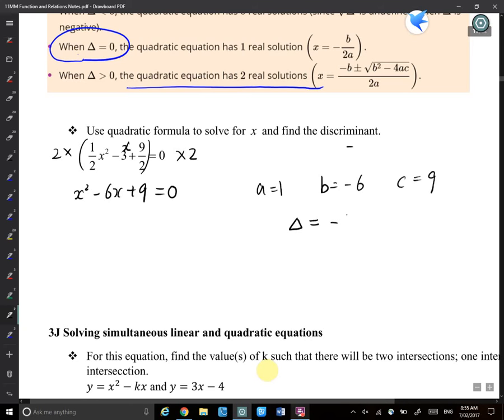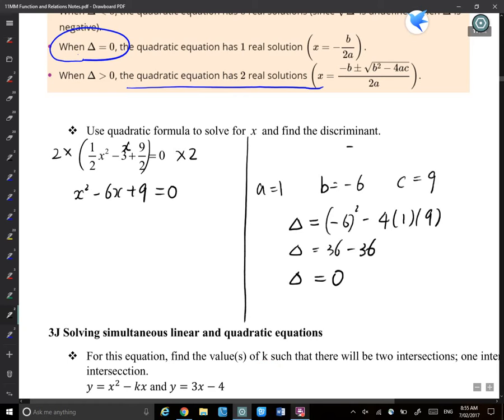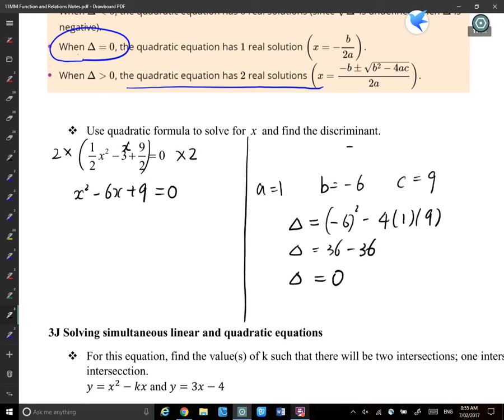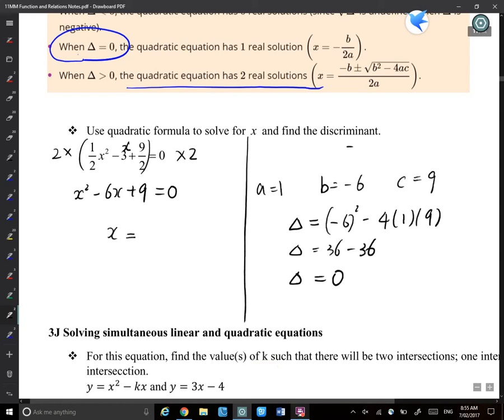So the discriminant equals b squared minus 4ac, and that is 36 minus 36. And that will give me a 0. Okay, I have an idea now. I can only find one solution. So my x will equal negative b, which is 6, plus or minus the square root of the discriminant, which is 0. You have found the discriminant before already, so that is 0, over 2a, so it's 2 times 1. And my x is only 3.